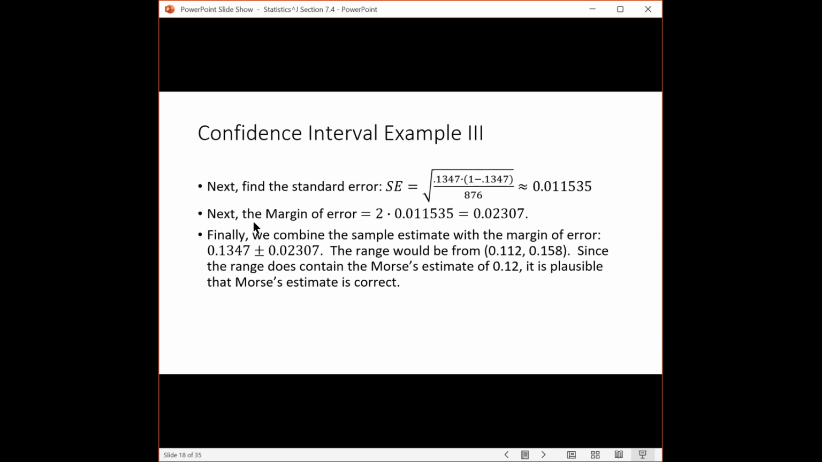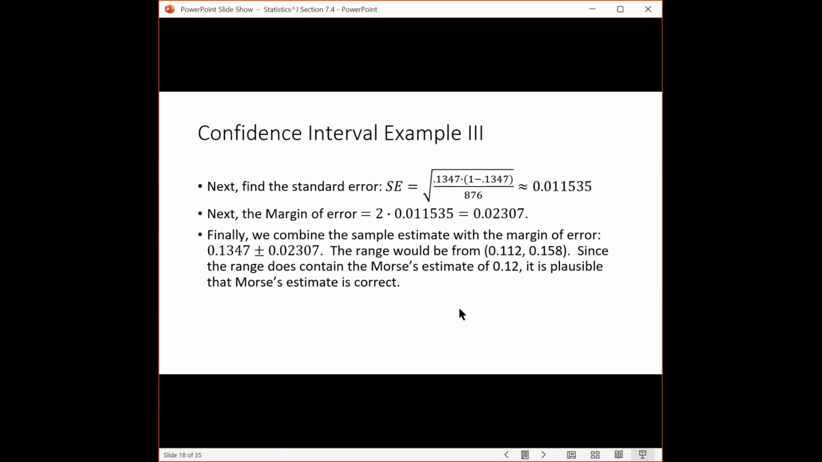And then last but not least, you take the margin of error and you take the sample estimate and you put them together. The sample estimate goes here, plus or minus the margin of error. And then if you go through and actually do the addition and subtraction, you're going to get a range here. It's going to go from 0.112 to 0.158. This is one way to write it with these parentheses.